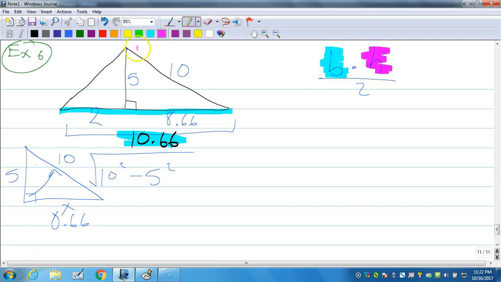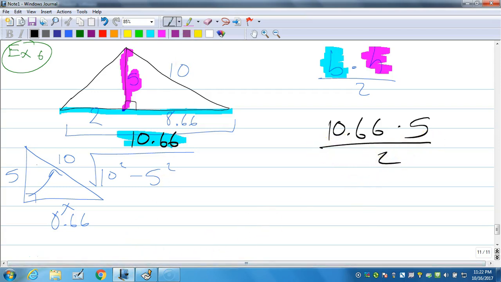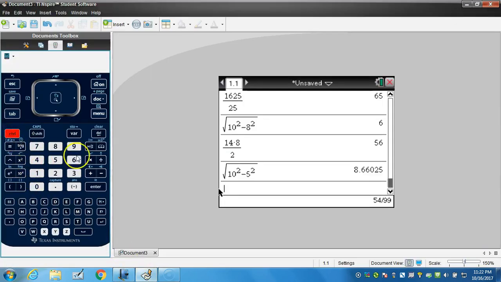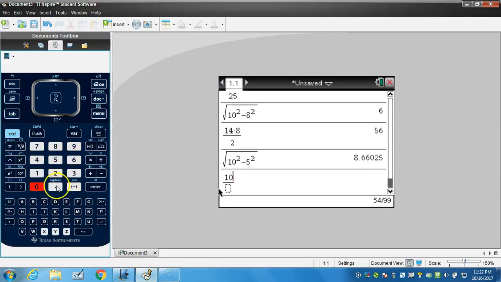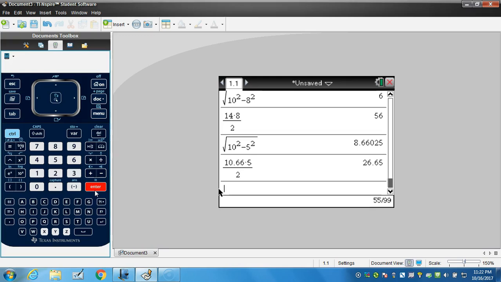The height is the height of the triangle here, which is 5. So 10.66 times the height, which is 5, and then divide that by 2. And 10.66 times 5, divide that by 2, 26.65.